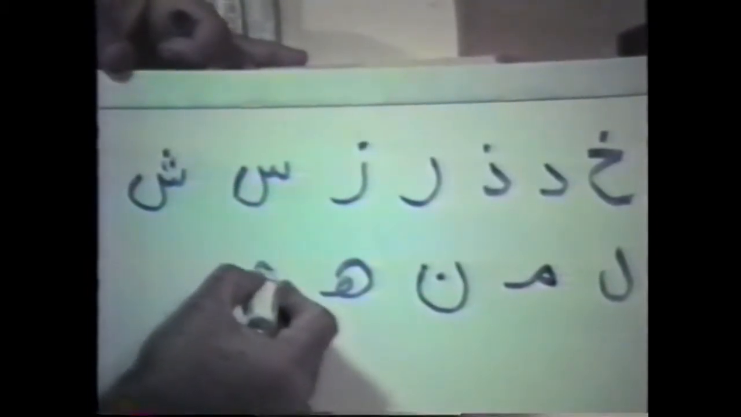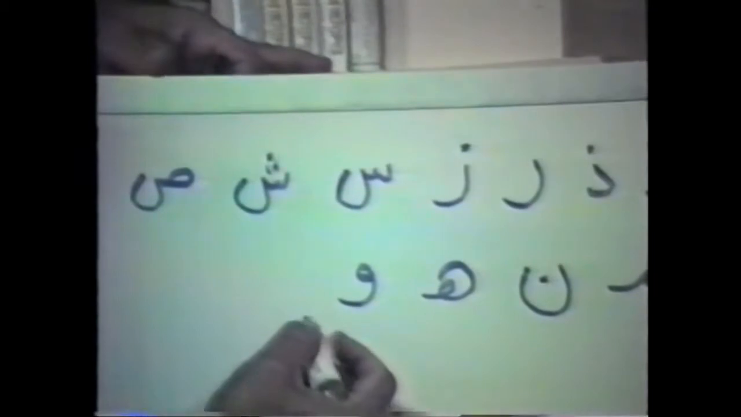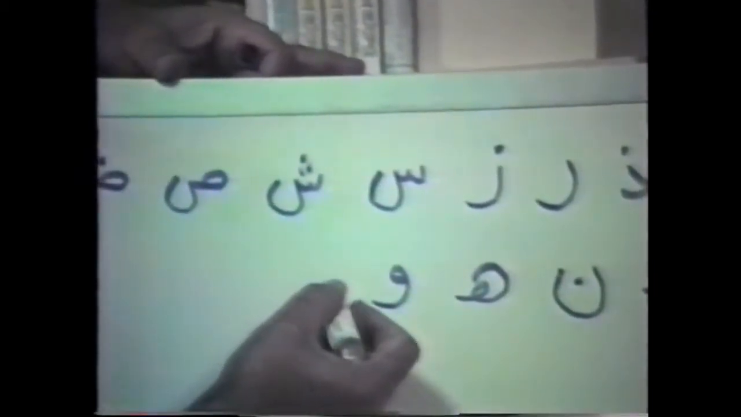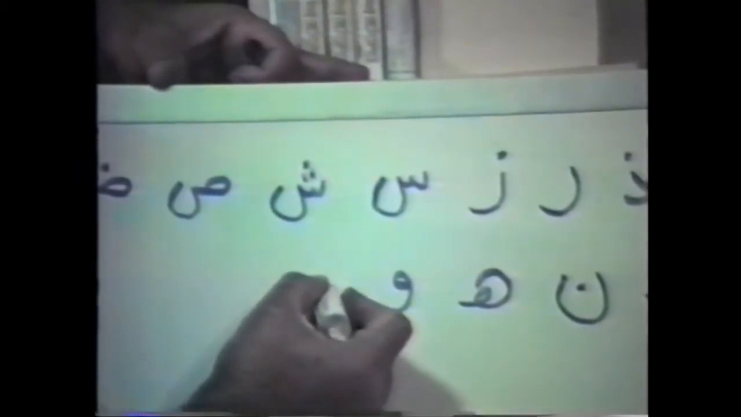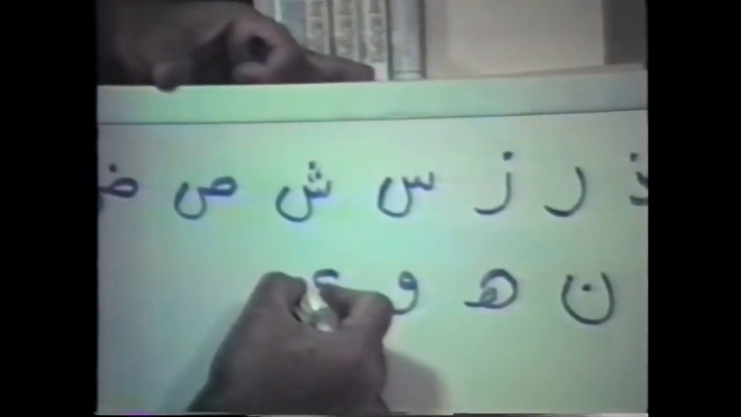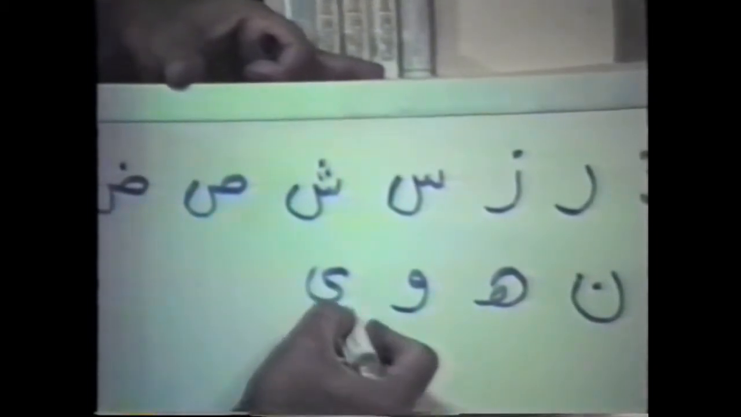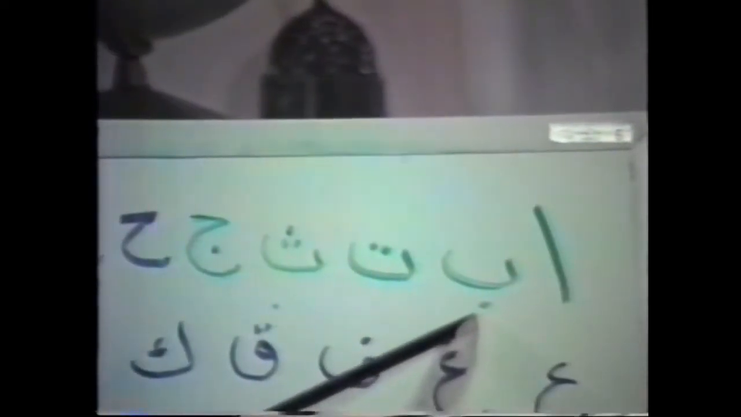Next is the letter Wow, just like a large comma, which is equivalent to the English W. And finally, the last letter is Ya, equivalent to Y. Let me point at these again. Where's my pointer? Here it is. This is Alif, equivalent to A. Ba, equivalent to B. Ta, equivalent to the English T as in Tom.